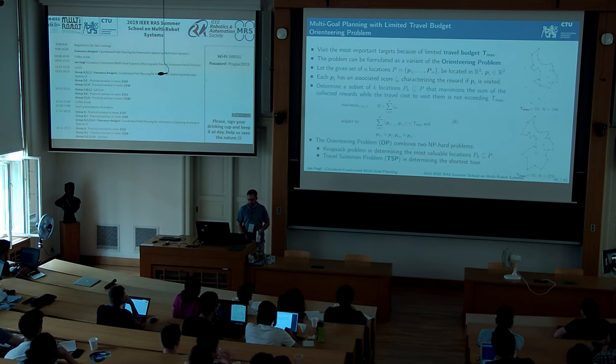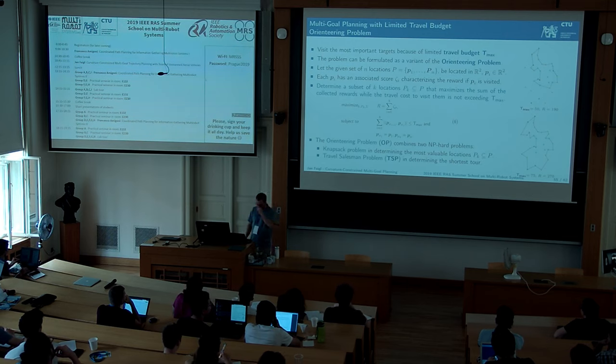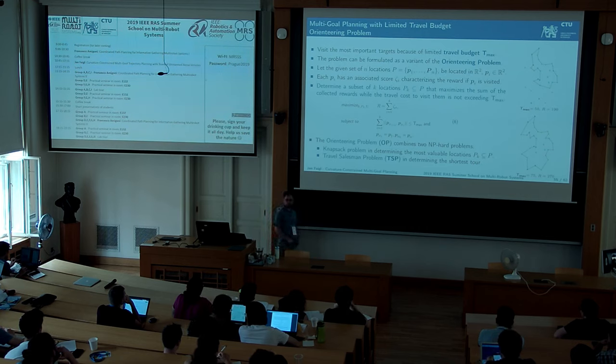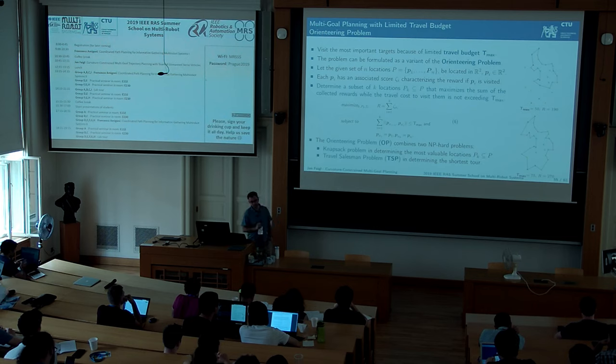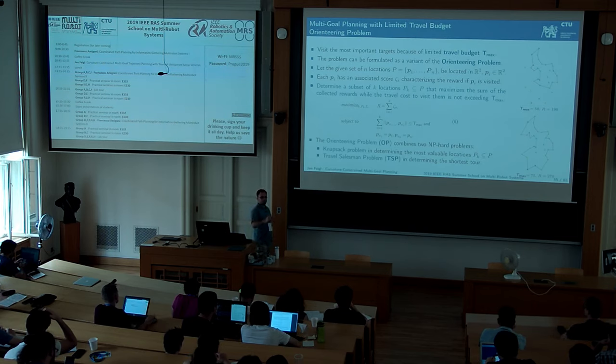I will briefly describe routing problems with profits, which is the orienteering problem. And in my opinion, it's a little bit more practical than the traveling salesman problem. But it's also a little bit harder, because in TSP, you need to visit all the locations. So you need to visit all. That's for sure.